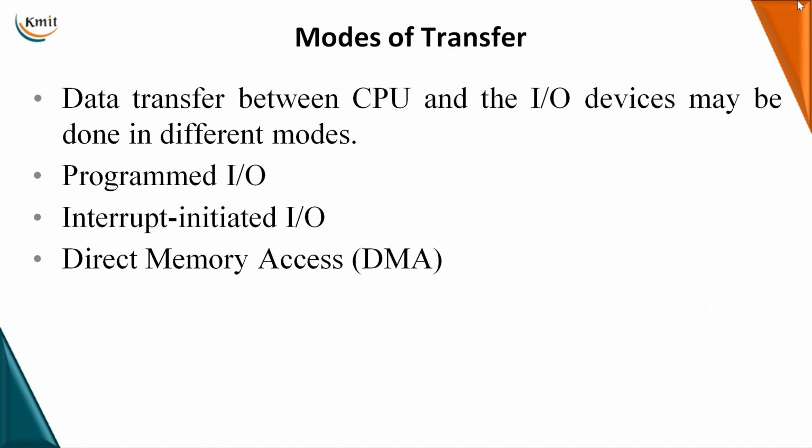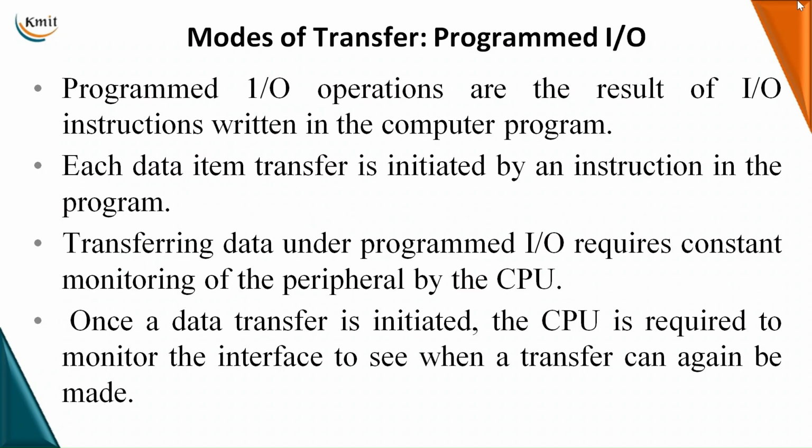So when the data transfer takes place between the CPU and the input output devices, it can be transferred in three modes. One is programmed IO, the second one is interrupt initiated IO, and the third is direct memory access. There are three methods of data transfer that exist between the CPU and the input output devices. Now let us see each one in detail. The first method is the programmed IO.